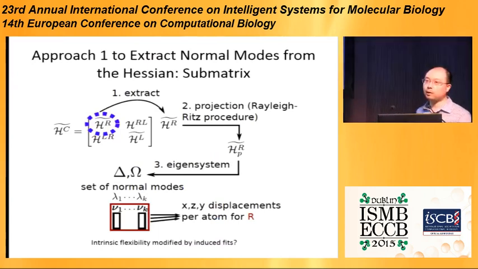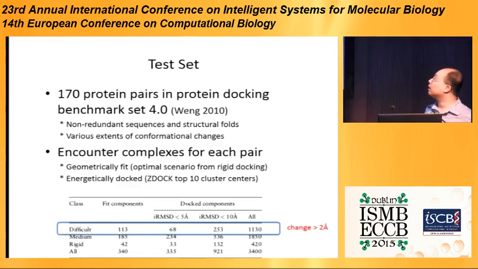So the first try is to actually utilize this matrix. We had to do some projection because of the basic assumption of normal mode analysis, which I won't have time to talk about, but then we calculate the eigensystem and look at the eigenvectors and ask how good these normal modes are. And we test them on a test set which is popular for protein-protein docking, and it includes over 170 pairs of proteins, and they cover non-redundant sequences and structural folds, and they have various extents of conformational changes.